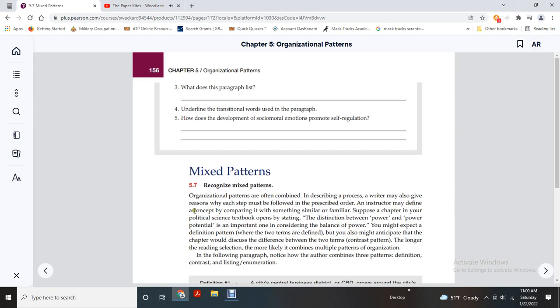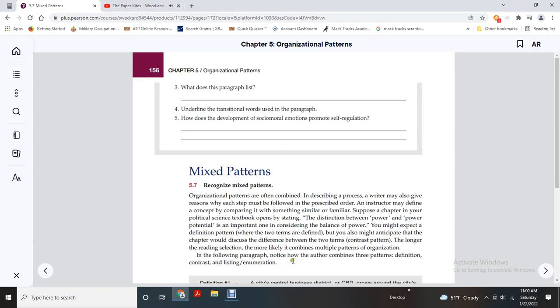Suppose a chapter in your political science textbook opens by stating that the distinction between power and power potential is an important one way to consider the balance of power. You might expect a different definition pattern where the two terms are defined, but you also might anticipate that the chapter would discuss the difference between the two terms. Contrast pattern, with a longer reading selection more likely to combine multiple patterns.